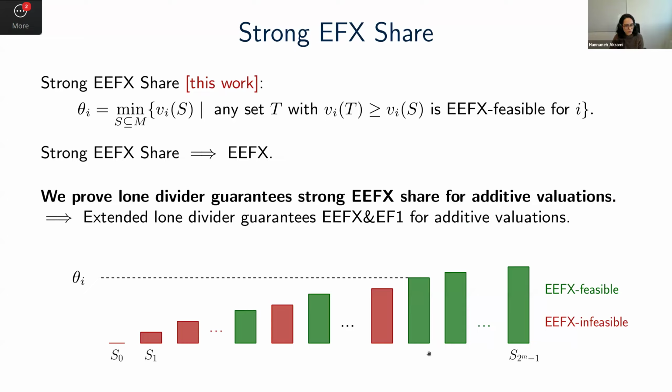Because the way that this helps us is that we prove that this lone divider technique guarantees this share-based notion, this strong EEFX share, for additive valuations. That is what we could prove, which immediately, using that black box, the extended lone divider, gives us that the extended lone divider guarantees EEFX and EF1 for additive valuations, which is what we were looking for initially.